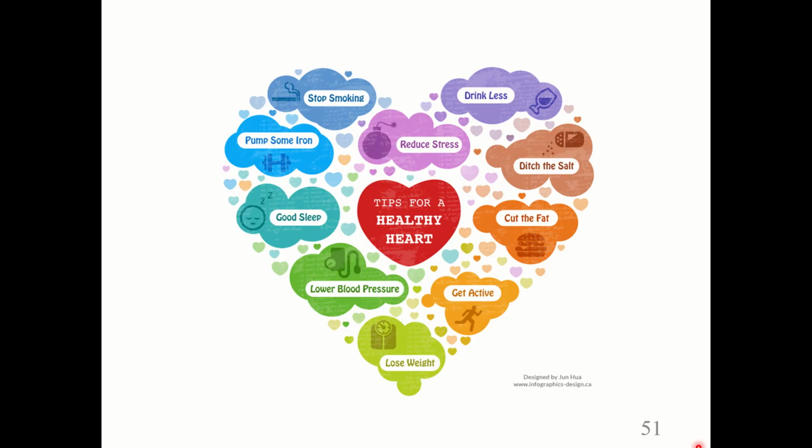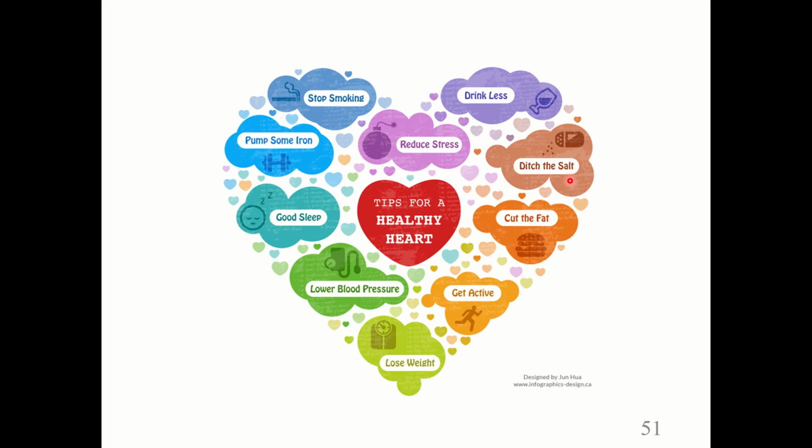Tips for a healthy heart. If you're a smoker, stop smoking. Drink less. The FDA guidelines are 1 alcoholic beverage a day for females and 2 for males. And mind you, an alcoholic beverage is 4 ounces of wine or like 1 can of beer. It's a lot lower than what we would normally consider to be, quote unquote, one drink. So drink less if you can. Reduce your stress if you can.